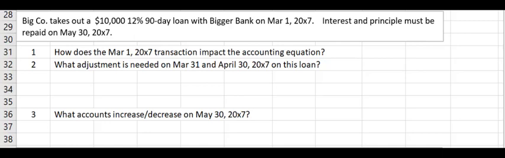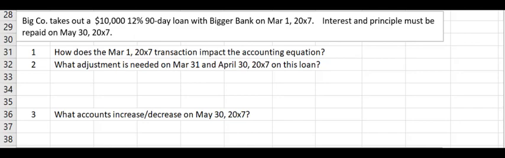Let's work on the adjusting entry related to borrowing. So here's a loan. Big Code takes out a $10,000 loan, 12% annual interest rate, 90 days. That means that it matures and must be repaid in 90 days, 3 months, with Bigger Bank on the 1st of March.